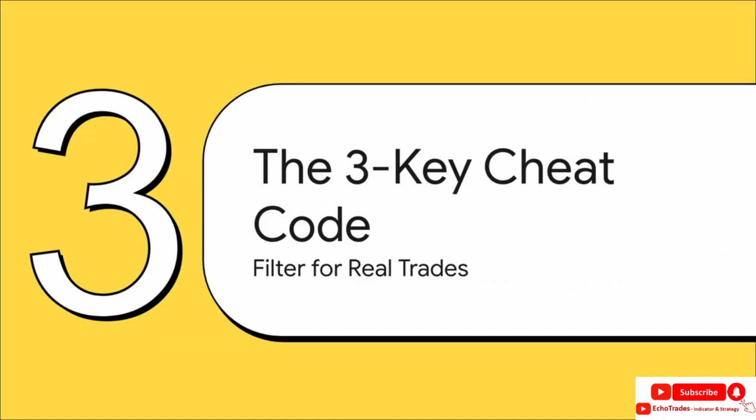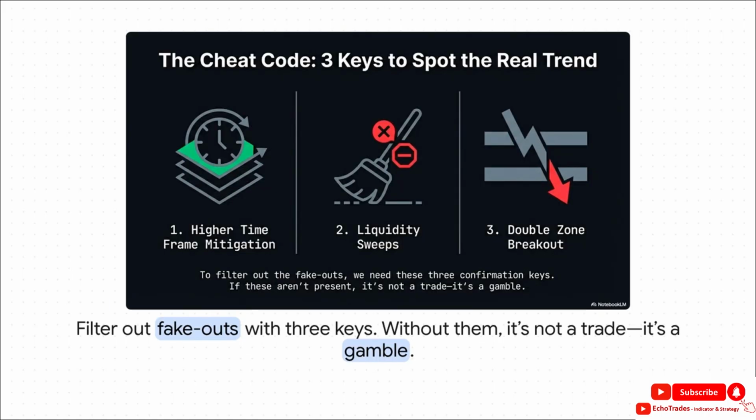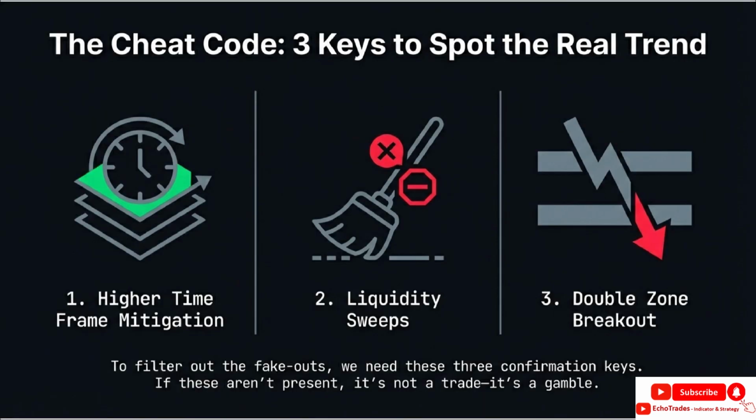Okay, so if a simple ChoCH is basically useless, what's the answer? Well, what if you had a cheat code, a filter you could use to weed out all those fake signals and only focus on the real deal opportunities? Well, that's what we're getting into right now. So here's the solution. It's a 3-key system that works like a filter. It's simple. If all 3 of these keys line up, you have a very high probability setup for a real trend change.